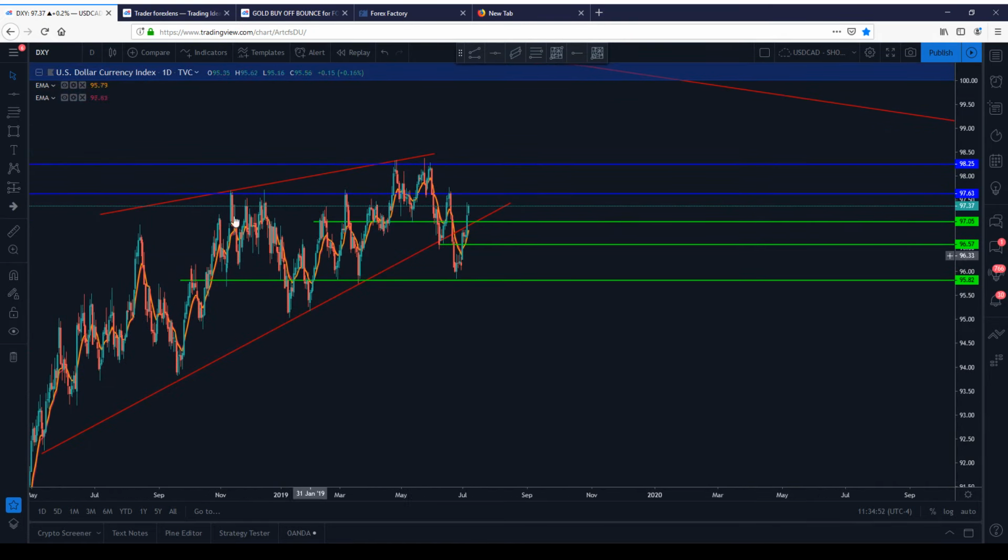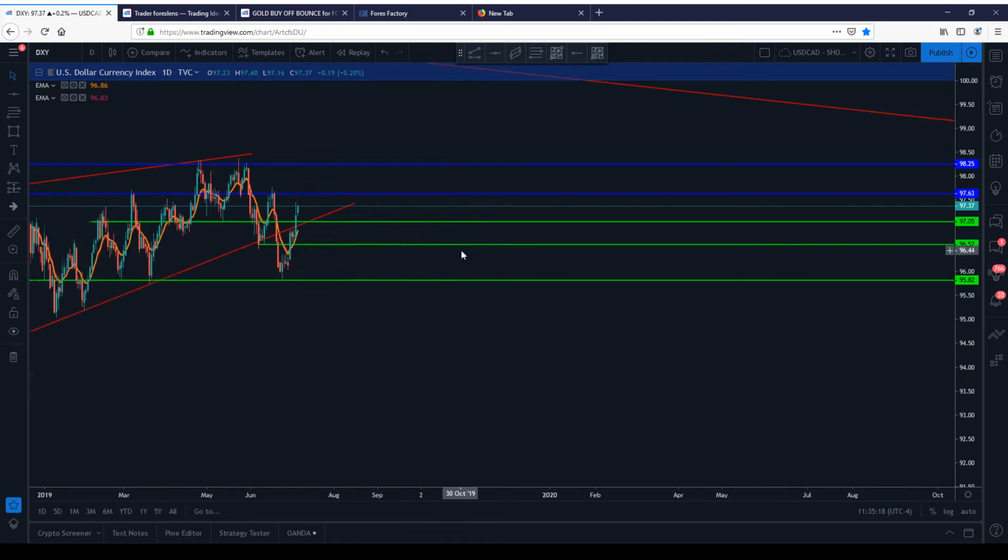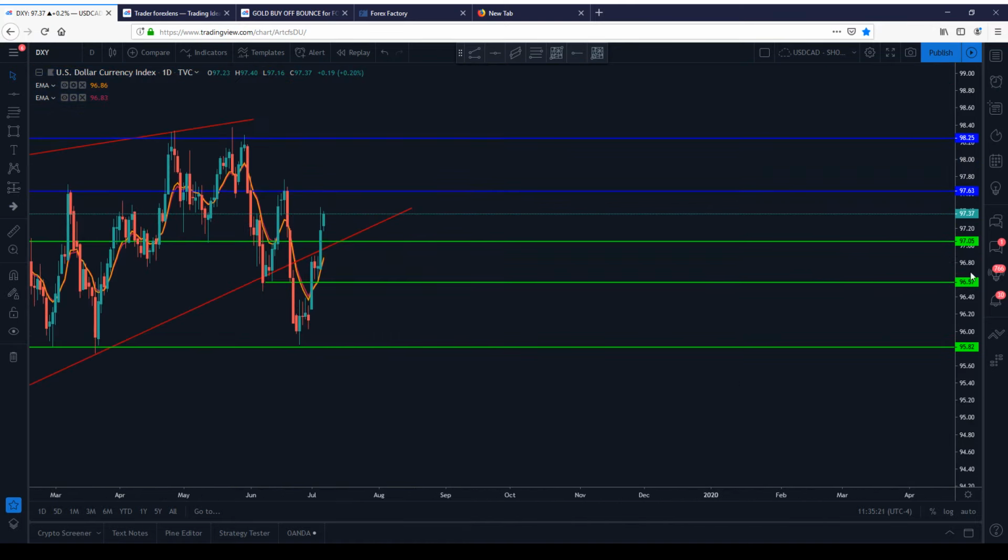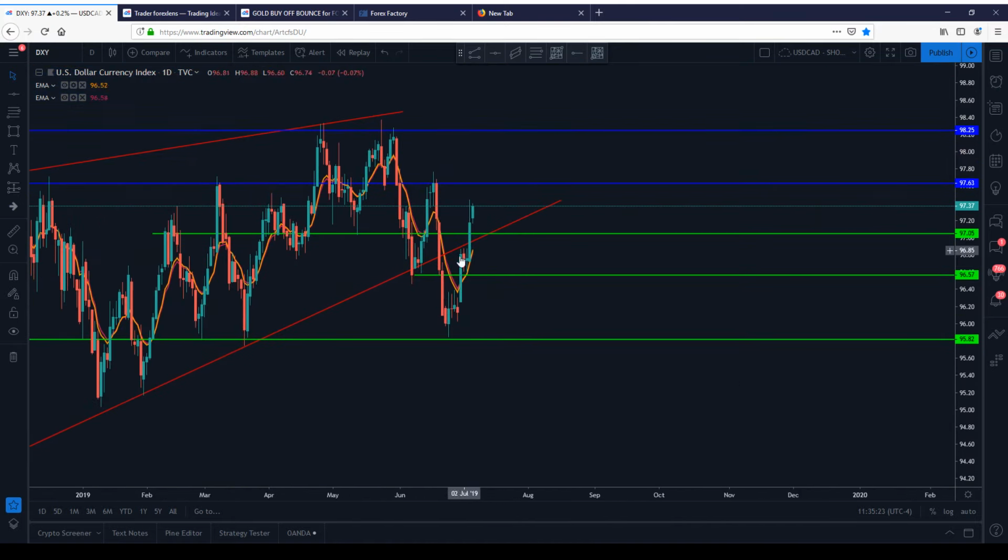Okay, so if you recall from our last few sessions, I believe it was the session on Thursday night or Thursday morning, where I said the dollar index has a range from 95.82 to 97.63. And when I made the video, I believe we were somewhere, we were right here actually. Perfect. I love price action. So we were right here.